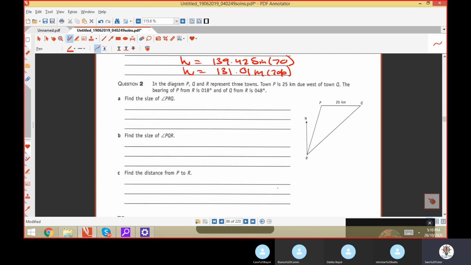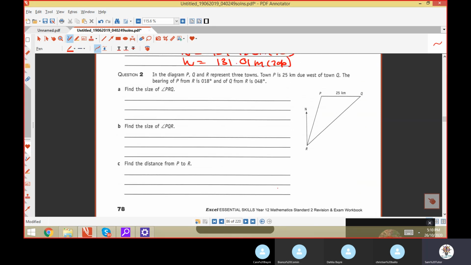Okay, it looks like it's slowly introducing bearings. How are you girls with bearings? Are you girls okay? That's right.